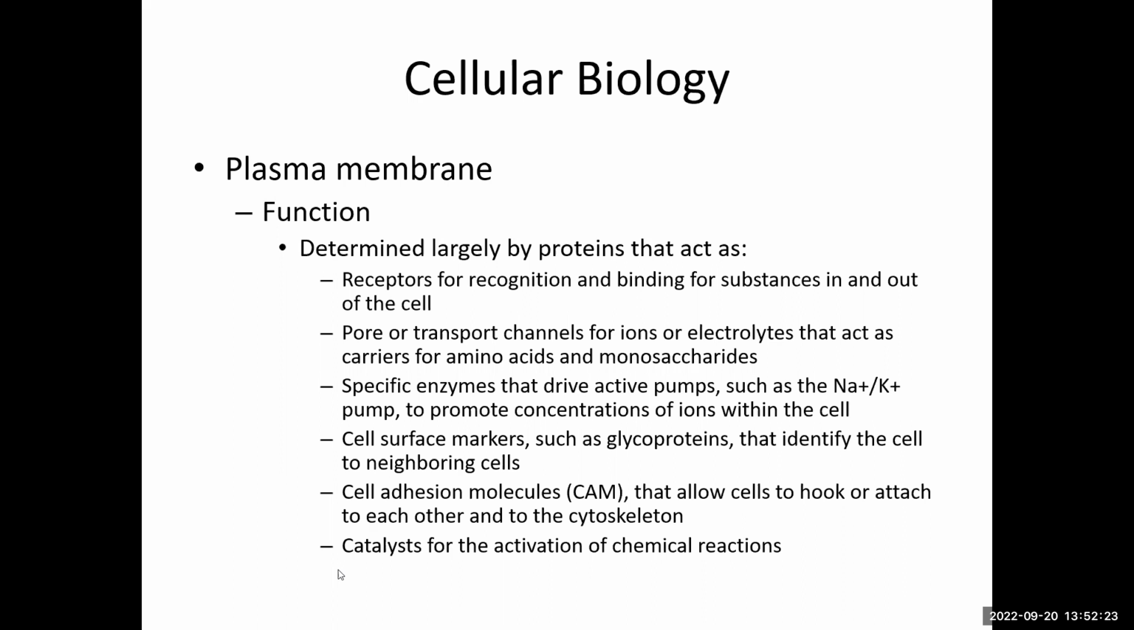Our cells also have to join together, and so they have to adhere together. So we have molecules in the cell membrane called cell adhesion molecules, and these are going to allow cells to join together, attach to each other and to the cytoskeleton of the cell, and allow for that plasma membrane then to hold together and communicate with other cells, or join together with other cells. And then finally, some of these membrane proteins will act as a catalyst to activate our chemical reactions that are going to take place within that cell membrane.